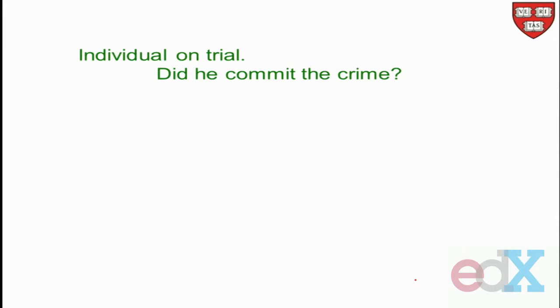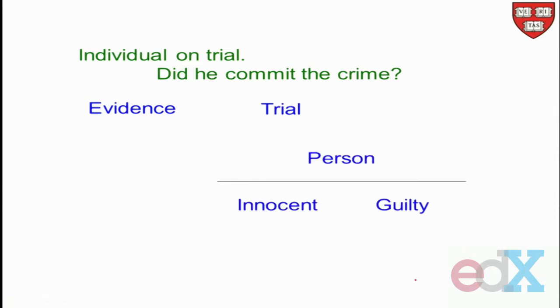So what we've got is an individual on trial, and the question is, did this individual commit the crime? And since most crimes are committed by men, I used he. So did he commit the crime? What do we do? We get evidence, and we bring this person to trial. Now, the truth of the matter is that the person actually is innocent or did not commit this crime at all, or the person is guilty.